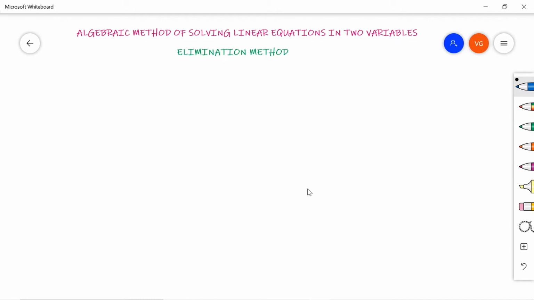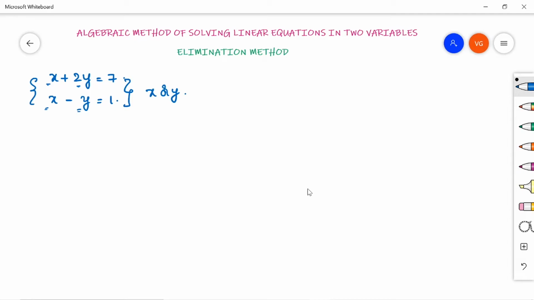Let us consider two equations. Suppose, x plus 2y is equal to 7 and x minus y is equal to 1. As a first step, we can add or subtract these two equations such that we can eliminate one of the variables, either x or y. For that, the first thing we need to check is whether the coefficients of these two variables are equal or not. If the coefficient of the variable is equal, then only you can eliminate the variable here, right?